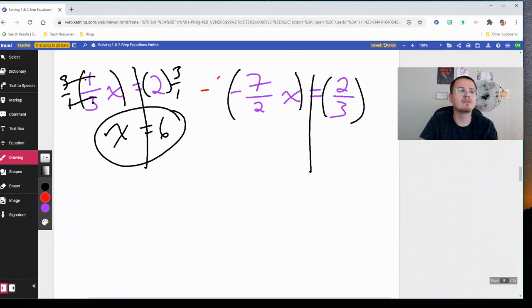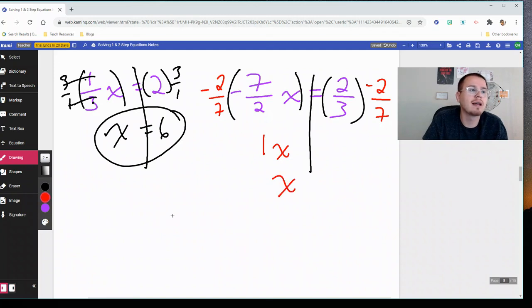Now, I like doing this all in one step. You may just do the 2 over 7, then come back with a negative, but why make yourself more work? Remember that negative sign, 2 over 7. Same deal. A negative times a negative is a positive. 2 times 7 is 14. 7 times 2 is 14. Divide them out, you get positive 1, 1x, or just x. I like skipping straight to the x.